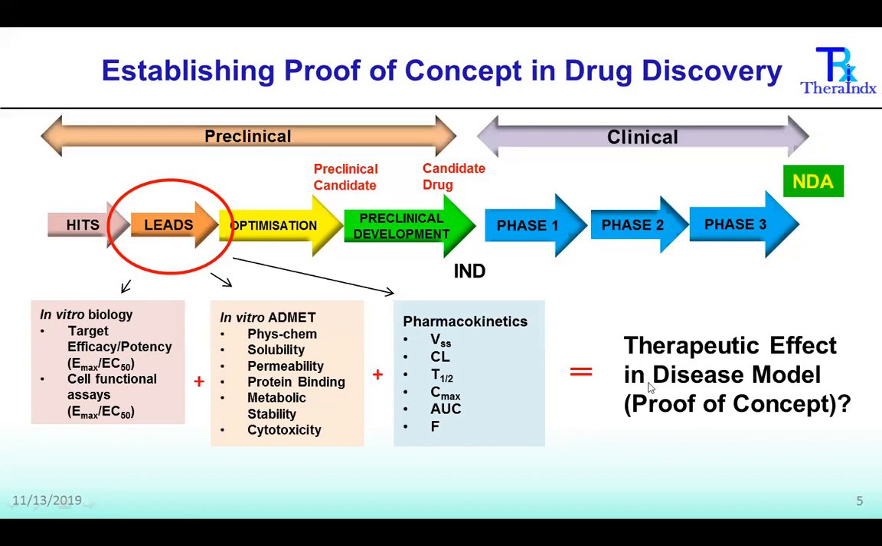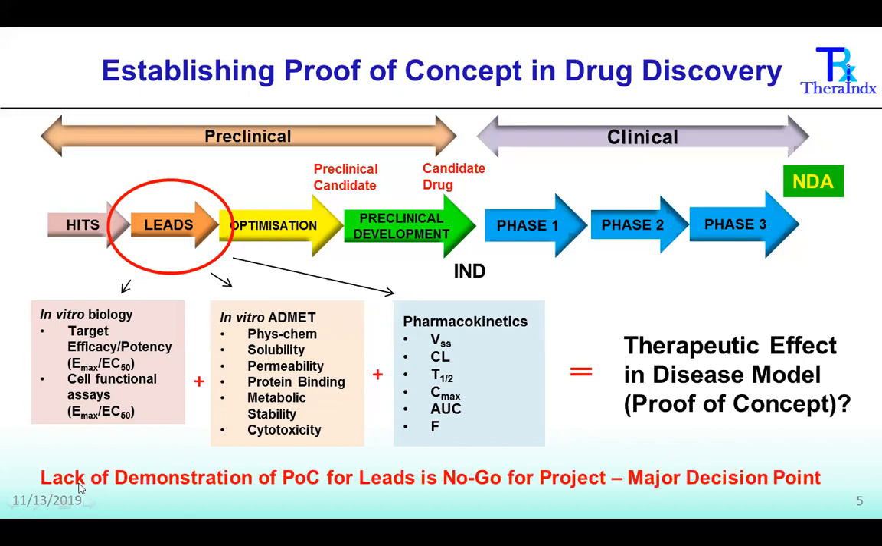Now, why is this important? Lack of demonstration of proof of concept for leads at this stage is a certain no-go for the project because we are not able to confirm the hypothesis with which the project began. And it is a major decision point for the project.